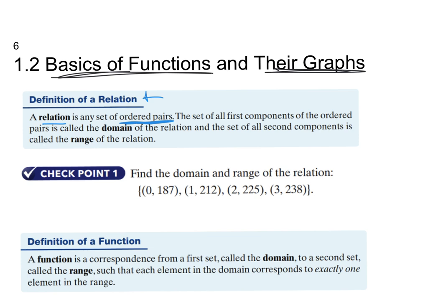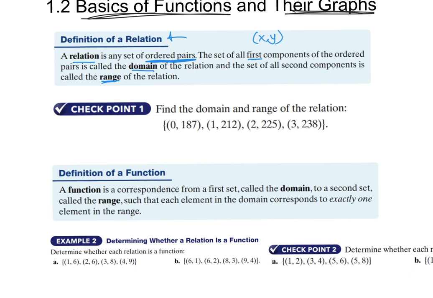The set of all first components is the domain. That's our input, or if we are graphing in xy, that's our x's. And the second set is called the range. So checkpoint 1, find the domain and range of the relation. Let's just do this one together.